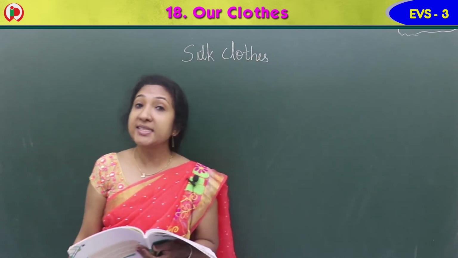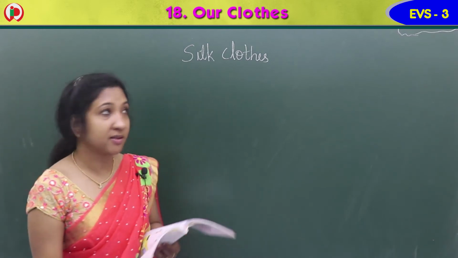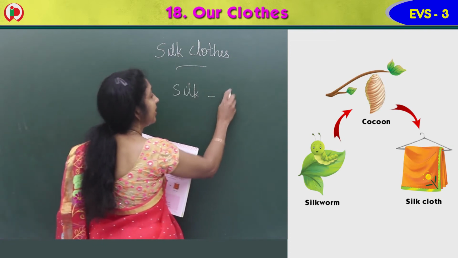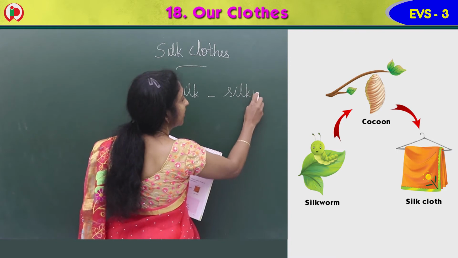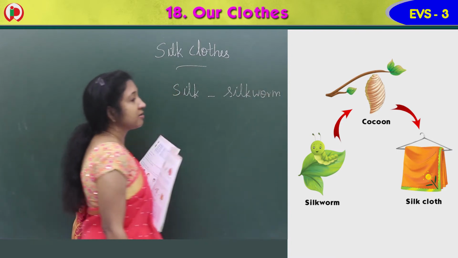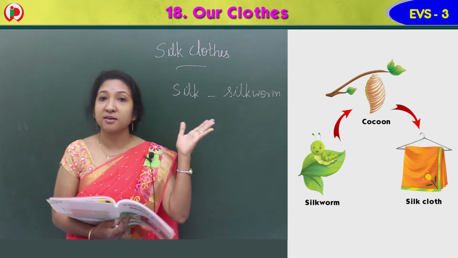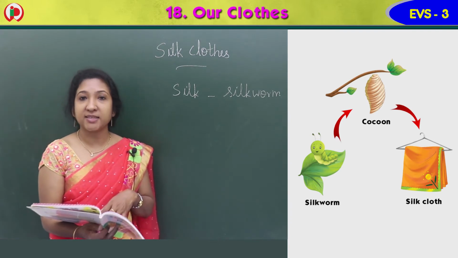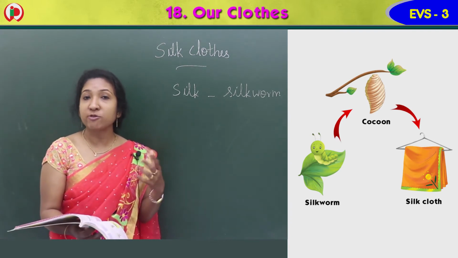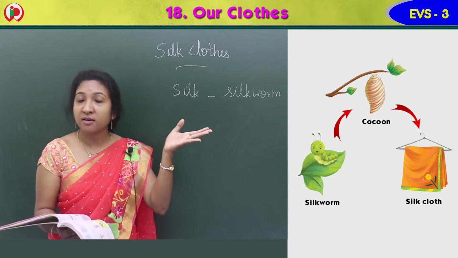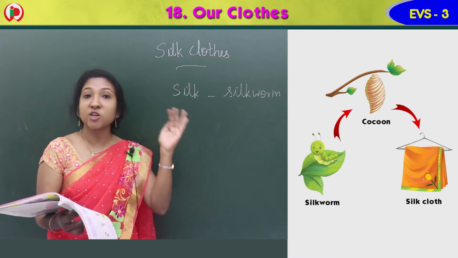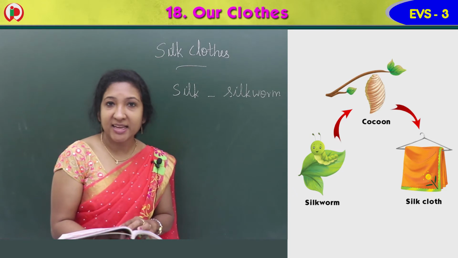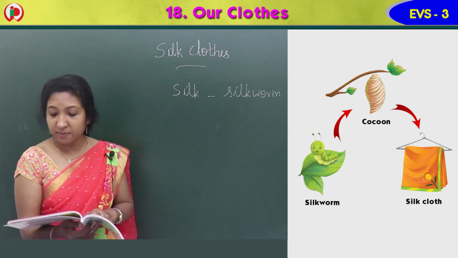Yes, we get silk from silkworms, isn't it? How do we get silk? Silk we get from the silkworm. You can see the image of a silkworm here. Silkworms feed on mulberry leaves. They get food from mulberry leaves. You can see a silkworm image here feeding on a mulberry leaf, sitting on a mulberry leaf, isn't it? So silkworms feed on mulberry leaves. That leaf's name is mulberry.